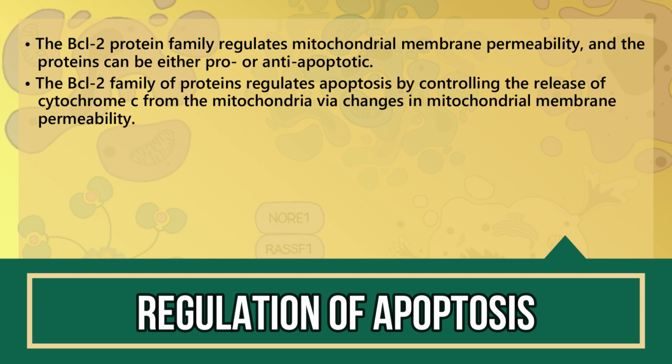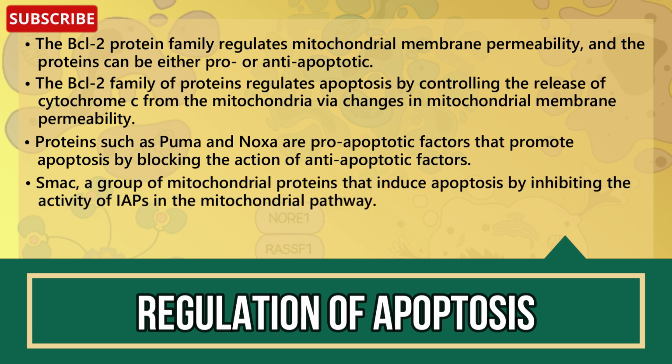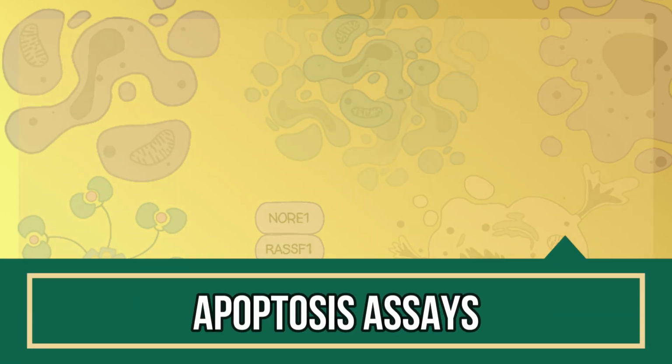in mitochondrial membrane permeability. Proteins such as PUMA and NOXA are pro-apoptotic factors that promote apoptosis by blocking the action of anti-apoptotic factors. SMAC is a group of mitochondrial proteins that induce apoptosis by inhibiting the activity of IAPs in the mitochondrial pathway. Next is apoptosis assays.